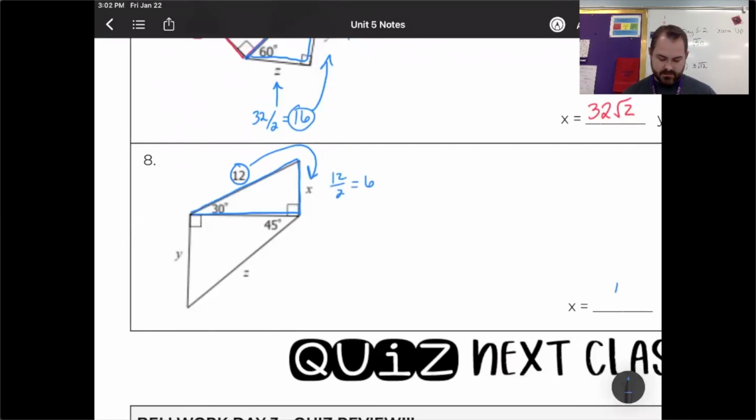So x is 6. And then I'm going to use that to finish out, even though it's not one of the variables they ask for, with the long leg, which means I take that 6 and multiply by root 3. That's the long leg of my 30, 60, 90, but it is also just the leg of the 45, 45, 90. So that means the other leg, y, equals that same thing, 6 root 3. So y is 6 root 3.